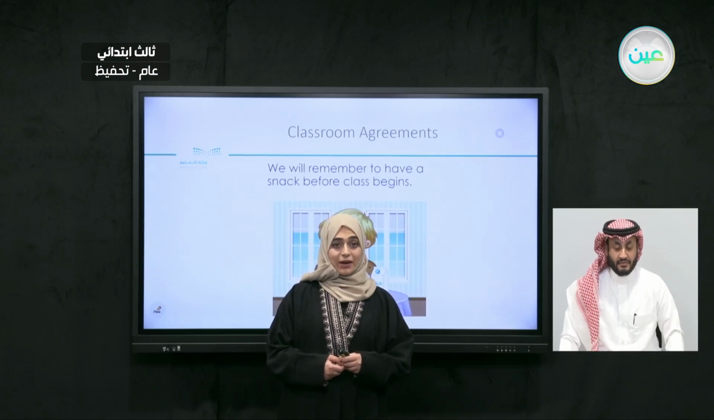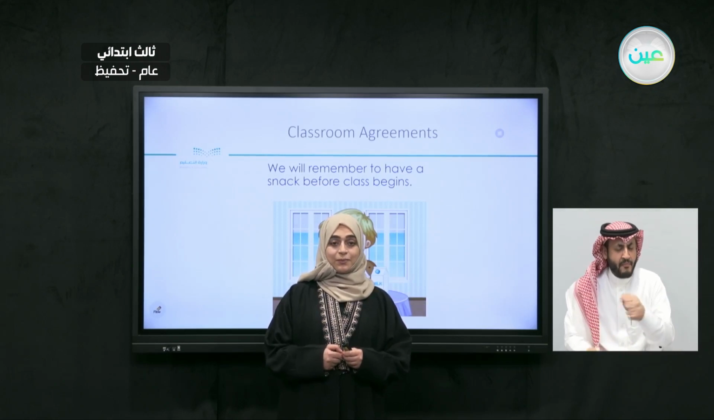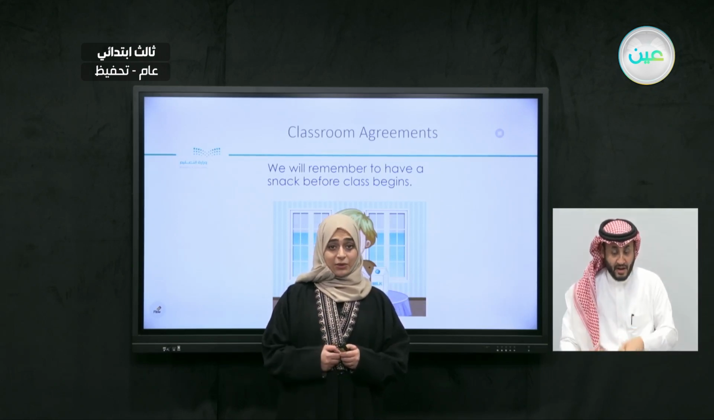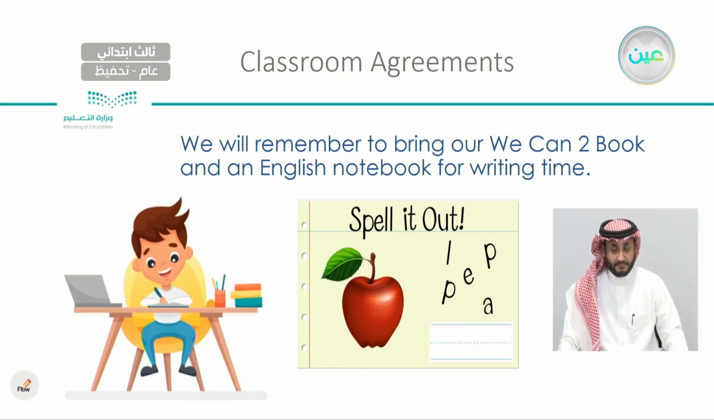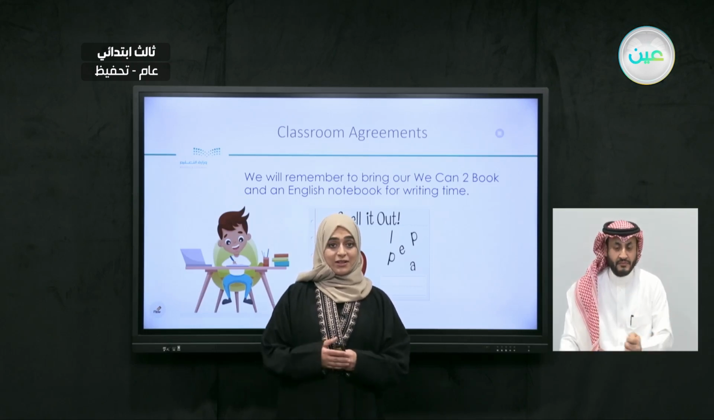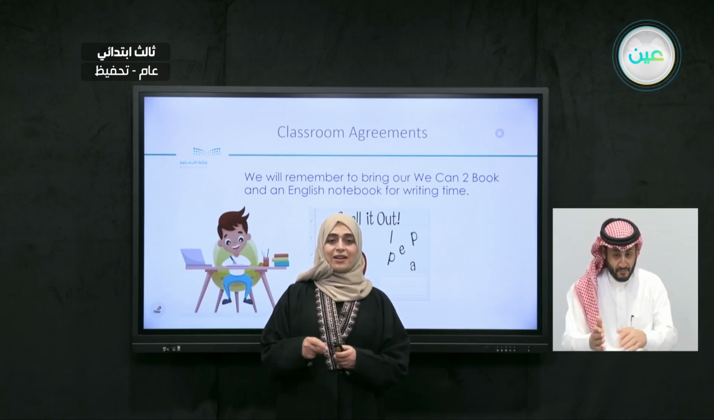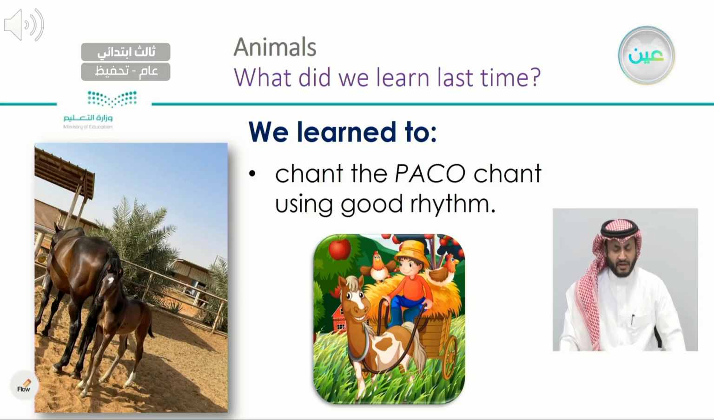So let's begin by remembering our classroom agreements. What's the first thing we need to do? Make sure that you don't come to class hungry. Also, yes, what do we need? We need to find a nice quiet place so that we're ready to listen and learn. Last but not least, we need our weekend 2 books and we need a notebook so that we can write on the side. We might do extra writing, so please have your notebook next to you and a pencil or pen.